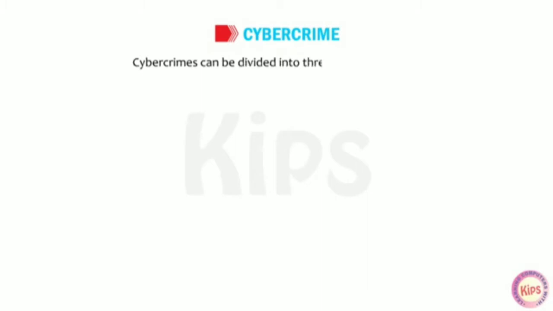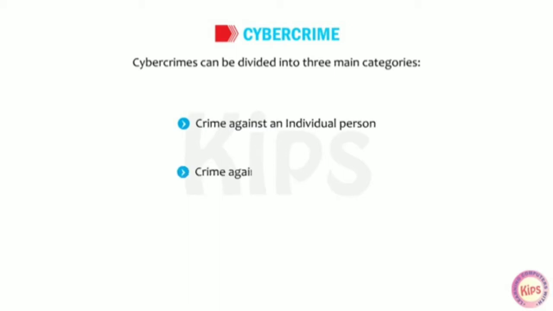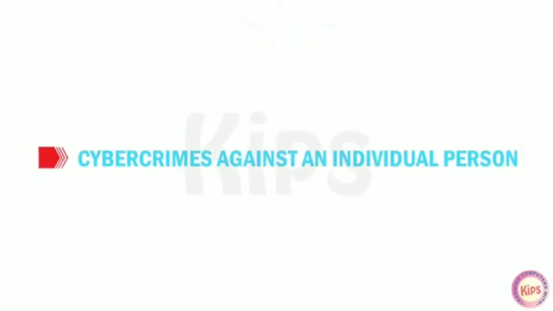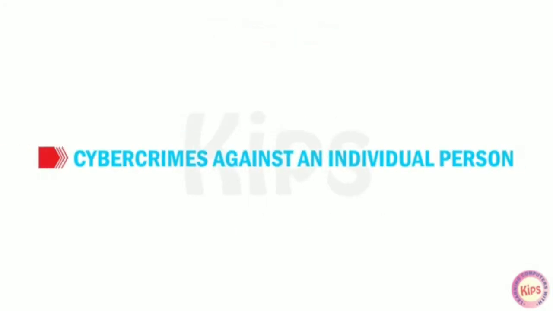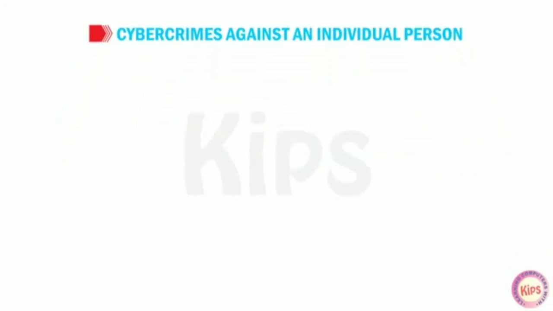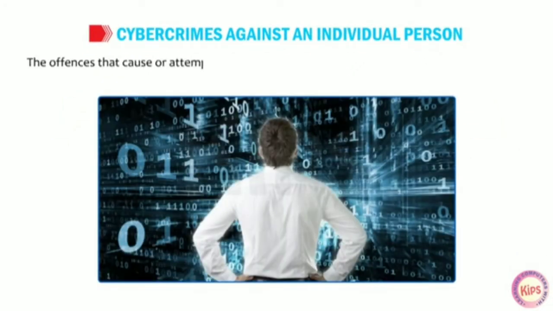Cybercrimes can be divided into three main categories: crime against individual person, crime against property, and crime against organization and society. Let us understand one by one. The first one is against individual person. The offenses that cause or attempt to cause harm or threat to an individual come in this category.